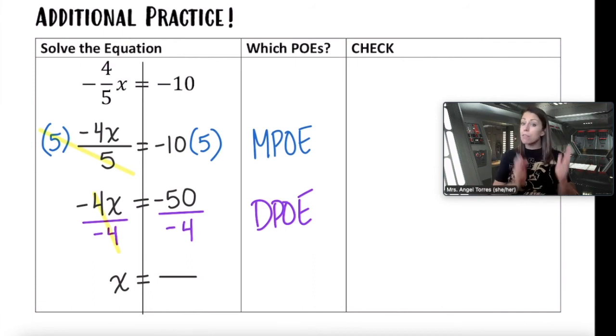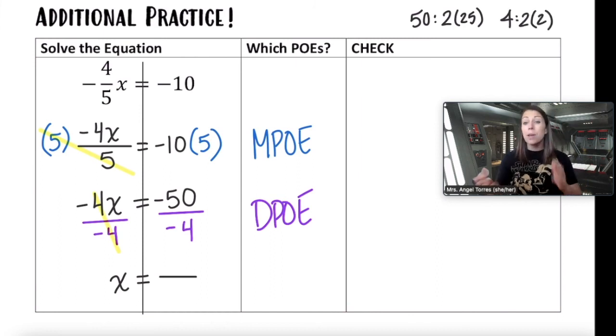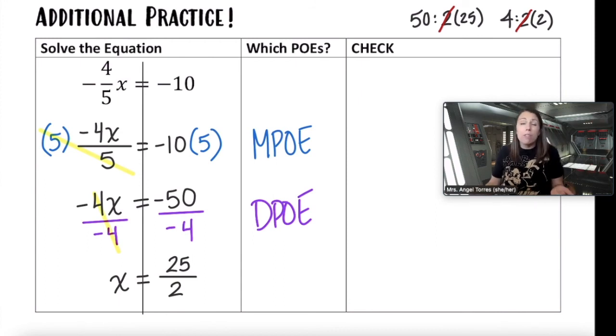And 50 and 4 have a common factor. 50 is 2 times 25, and 4 is 2 times 2. Meaning, since 2 goes into both of them evenly, I can factor 2 out, and I'm left with 25 and 2. So that means, as a simplified fraction, this would be 25 halves, or 12 and 1/2 if you were to go from there. You might be thinking though, like, how do I check this?